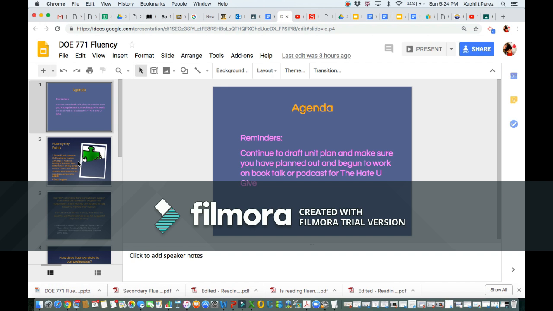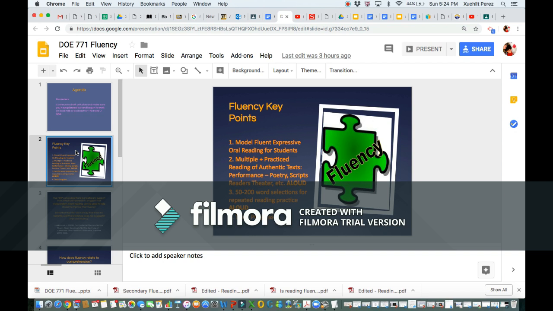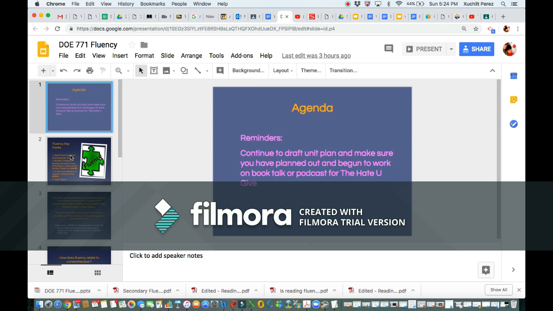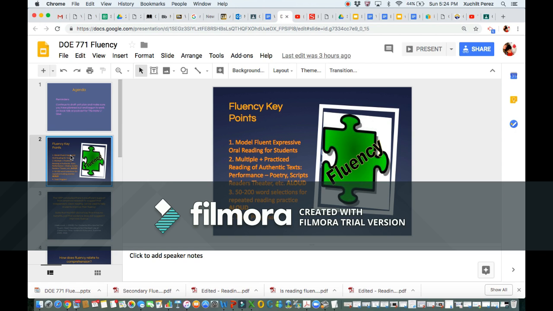So this PowerPoint is on fluency and the importance of fluency and the fact that it was really neglected for a long time, even though we've known that it's so important for students to read fluently. It wasn't something that there was a lot of research around, and it wasn't something that we paid attention to quite as much as we really should. So this week you're going to focus on the key points of fluency and how we can really help our students become more fluent readers and how we can help them read with more prosody.